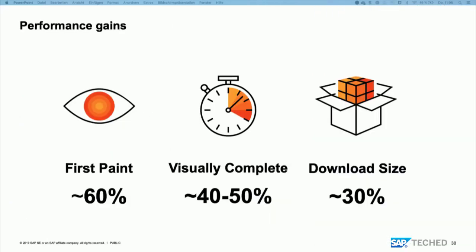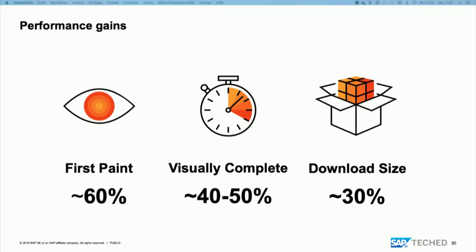I talked about the performance gains, and I want to quickly say this is what we've seen. This first paint, the initial display of something that the user perceives as the page being ready, we could reduce by 60%, which is quite a lot. Because if you go from 2 seconds to something like 0.8 seconds, that feels like it's coming up instantaneously.